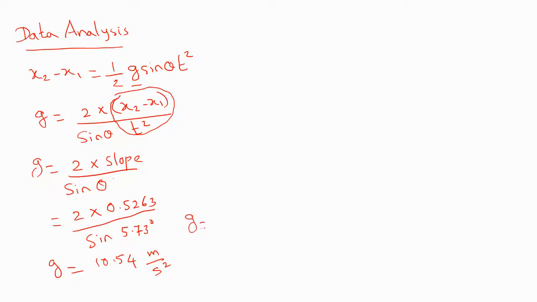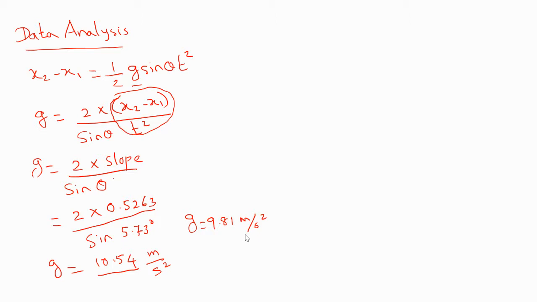What's the unit? Meter per second square. Okay, what is the actual value of G? 9.8. 9.81 meter per second square. Am I right? What value you got? 10.54. So your value is exactly closer to 9.81. Am I right? Yes.